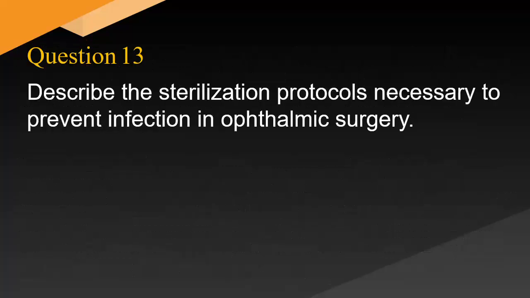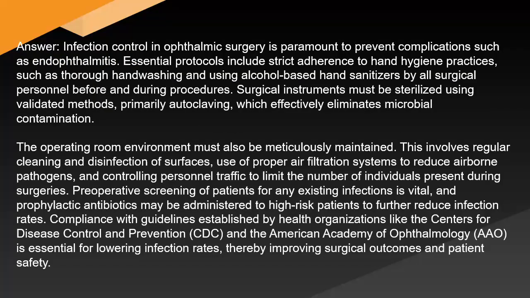Describe the sterilization protocols necessary to prevent infection in ophthalmic surgery. Answer. Infection control in ophthalmic surgery is paramount to prevent complications such as endophthalmitis. Essential protocols include strict adherence to hand hygiene practices such as thorough hand washing and using alcohol-based hand sanitizers by all surgical personnel before and during procedures. Surgical instruments must be sterilized using validated methods, primarily autoclaving, which effectively eliminates microbial contamination.